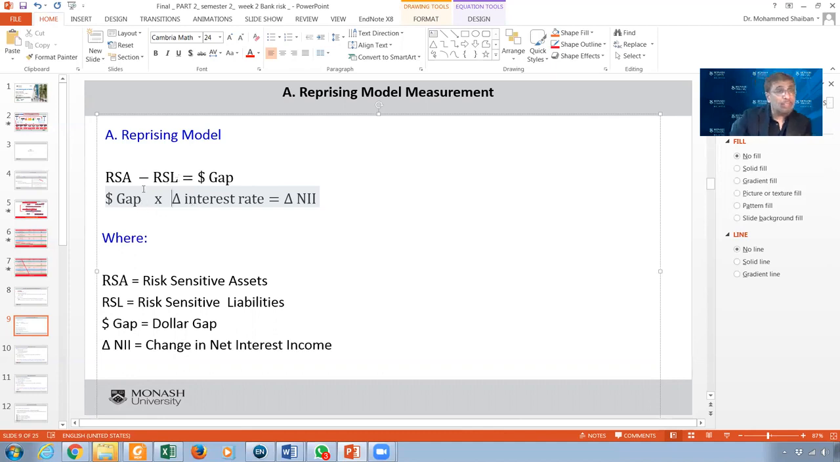So the issue is calculating the gap. The problem now is what is a risk-sensitive asset and what are risk-sensitive liabilities. To define the model, RSA is risk-sensitive assets, RSL is risk-sensitive liabilities, and this is the dollar gap, and this is the definition of the model.